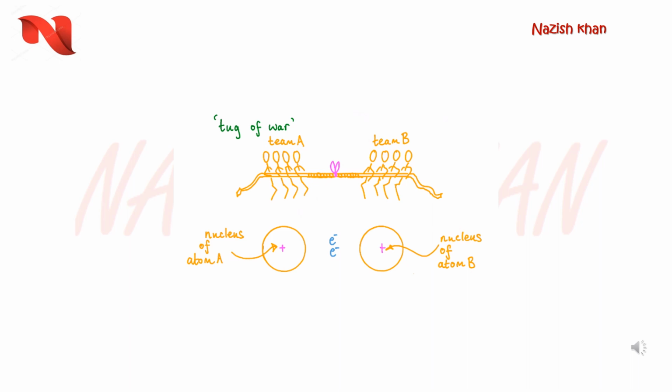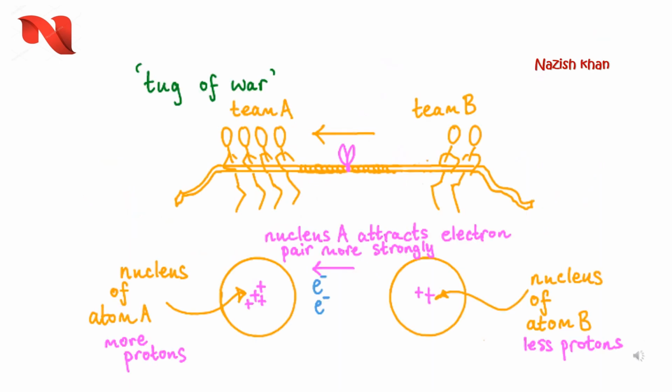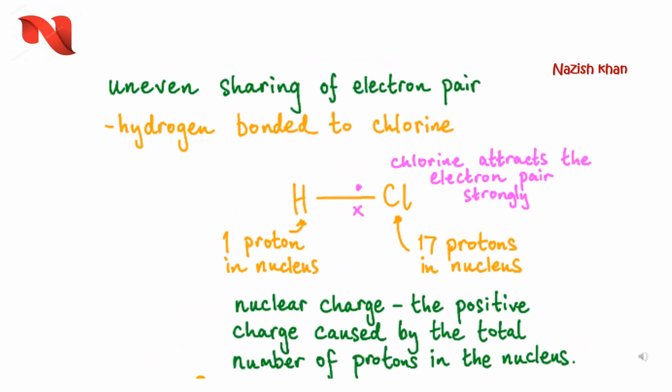But imagine that the nucleus of each atom is like the team of people and the rope marker is the shared pair of electrons. It is reasonable to assume that a larger nucleus with more protons will behave like a larger or stronger team of people in a tug-of-war. A larger nucleus will attract the shared pair of electrons in a covalent bond more strongly than a smaller nucleus with fewer protons, students. When two different atoms are bonded together in a covalent bond, we may see uneven sharing or less than perfect sharing of the electron pair in the covalent bond.